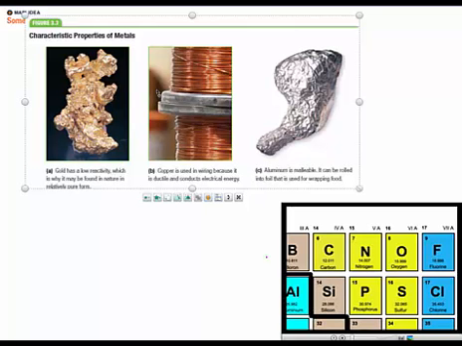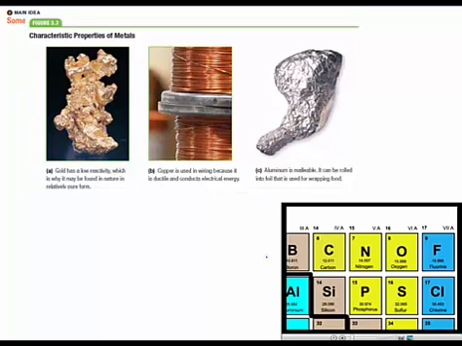At room temperature, most metals are solids. When we talk of room temperature, we are talking about around 25 degrees Celsius, which is the normal room temperature, the temperature that we live in.